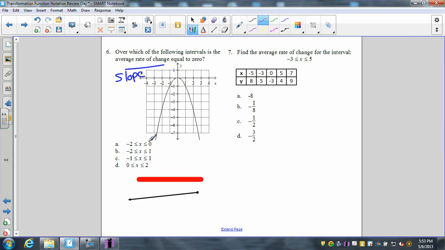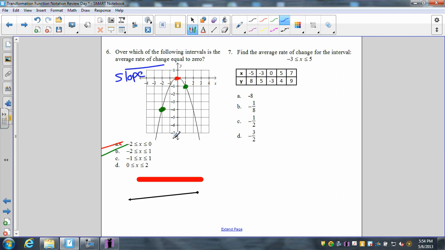A is from negative 2 to 0. When x is negative 2, we're down here. When x is 0, we're right here. That obviously is a positive sloping line, so that cannot be the answer. So A is gone. Let's look at B. Negative 2 is right there, that's where it crosses, and 1 is right here. Once again, that is also a positive sloping line, so that can't be it either.